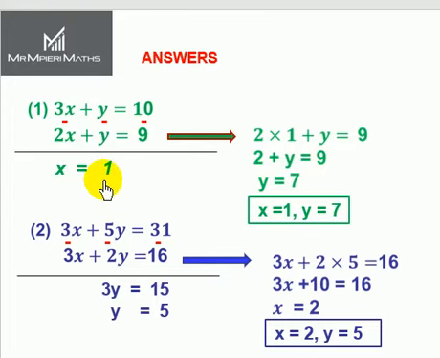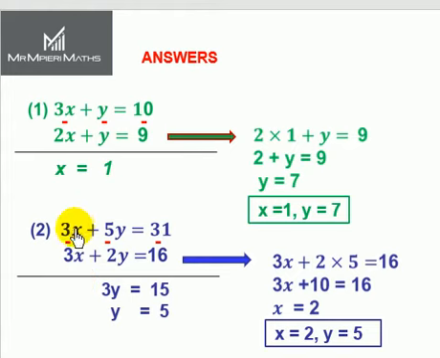Having found the value of x, substitute in any of the equations to find the corresponding value of y. I prefer the second. Here the numbers are quite smaller. So 2x plus y becomes 2 times 1 plus y equals 9. 2 times 1 is 2, plus y equals 9. y has to be 7. So here x is 1, y is 7, done. The next question.